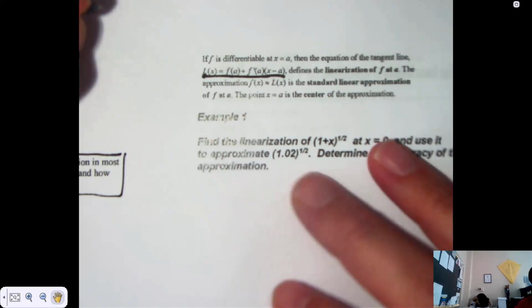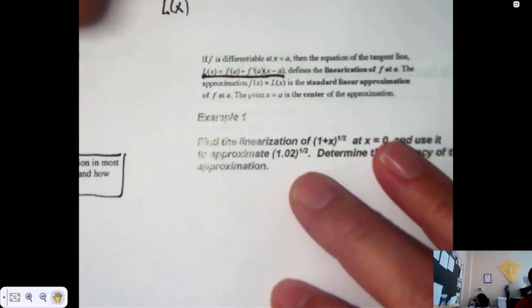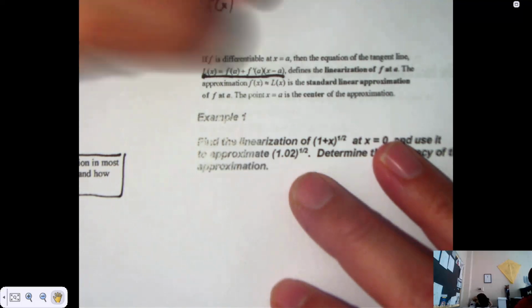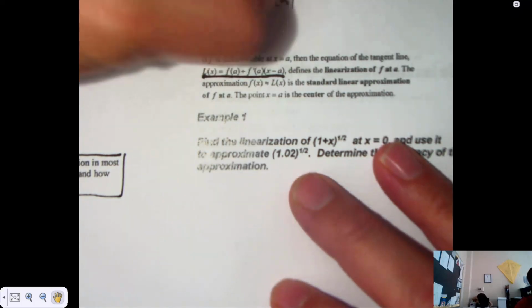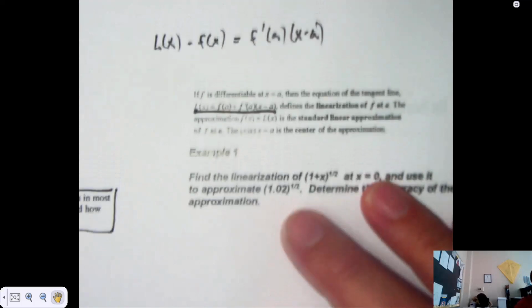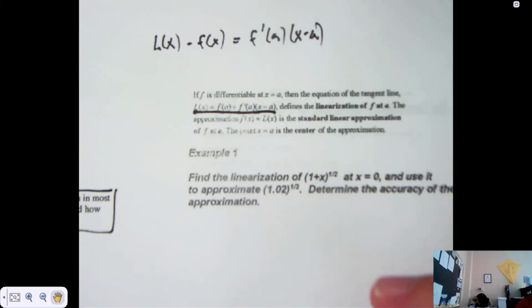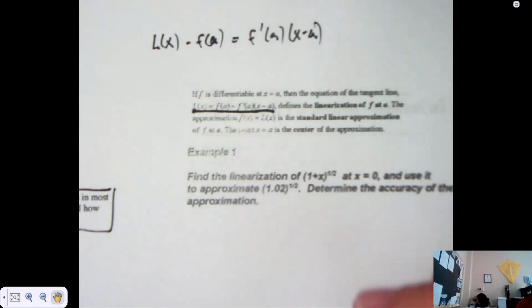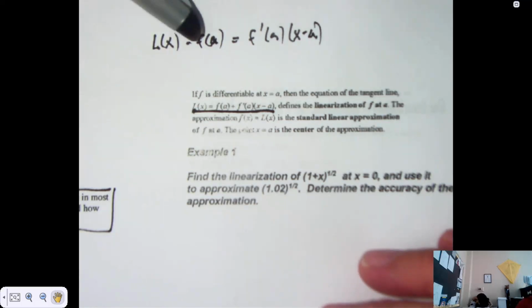It's really not. Let me rewrite that for you. L of x minus f of a equals f prime of a times x minus a. Well, that should be an a there. What's that look like? Well, L of x is the same as f of x, which is just y. If you plug an x value in, you get a y value back, don't you?